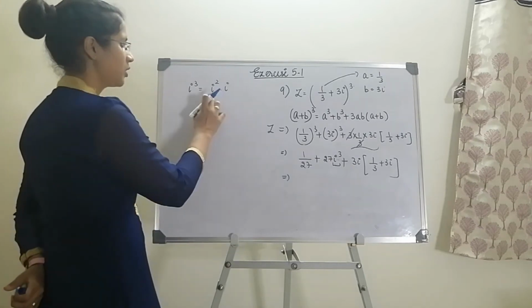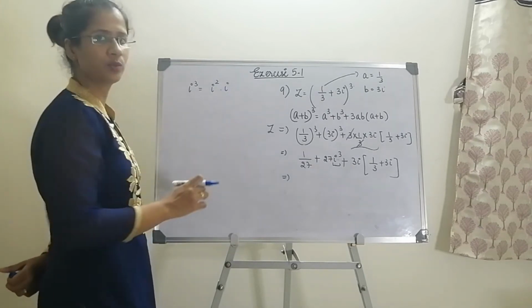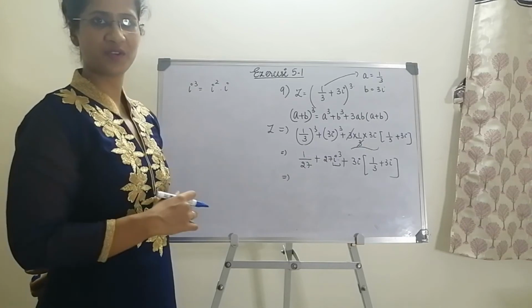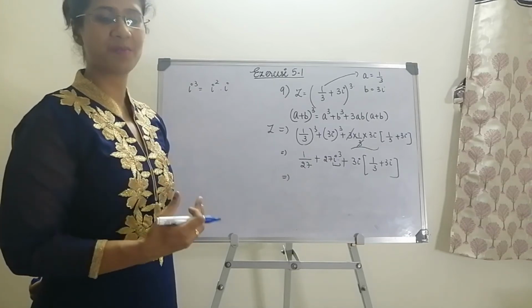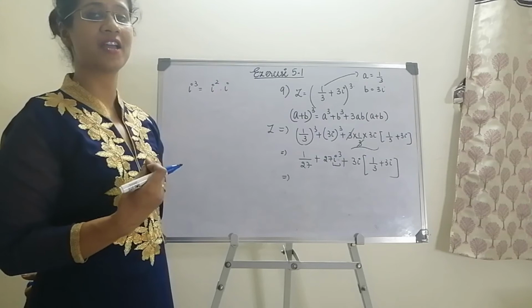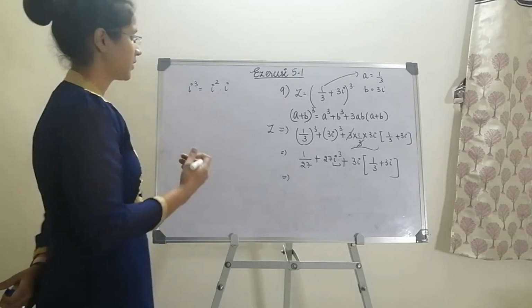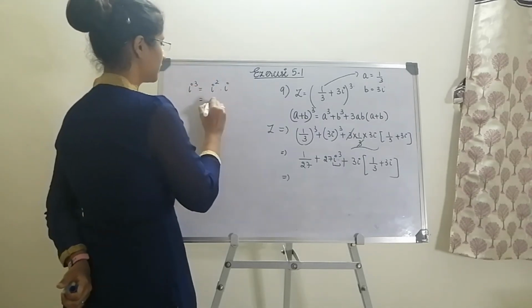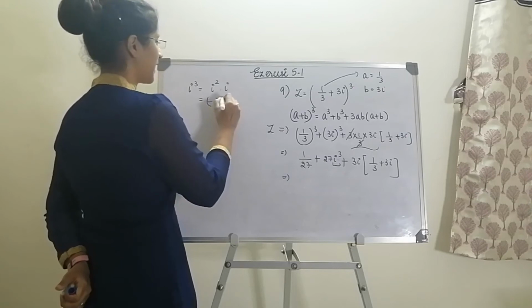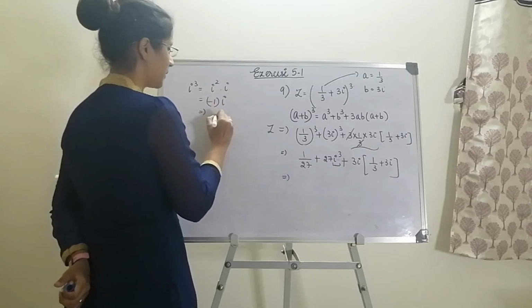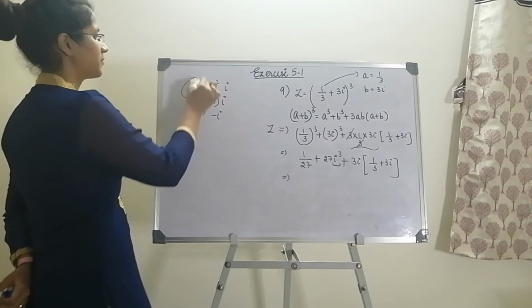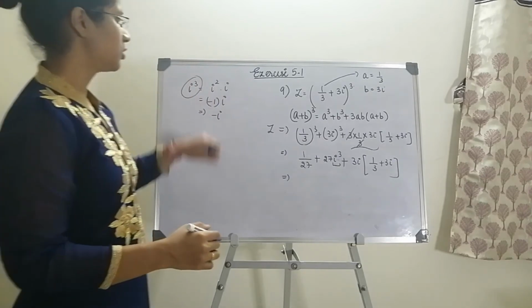For people who do not understand how I do it, please see my previous videos wherein I have explained in detail how to find out the values of powers of i. Okay, so i^2 we know the value is minus 1, into i, which is equal to minus i. So therefore i^3 is equal to minus i.